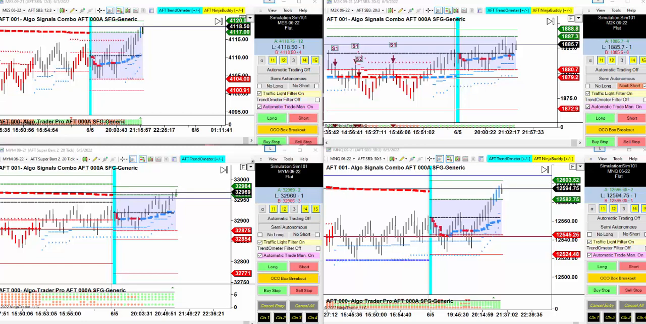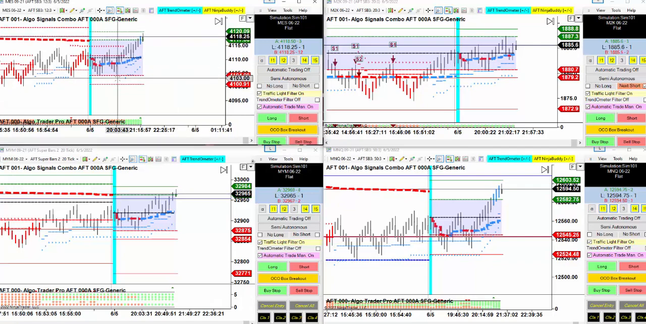This is the Algo Futures Trader Weekly Market Roundup, and it is June 5th here. You can see the breakout template here. It's Sunday evening. Not a whole lot of movement so far Sunday evening here.